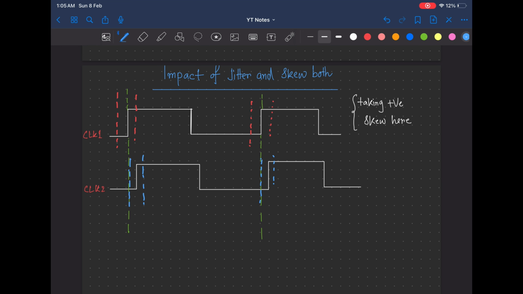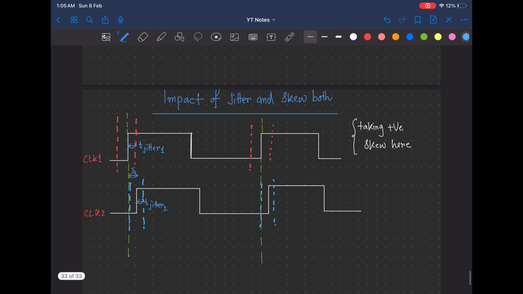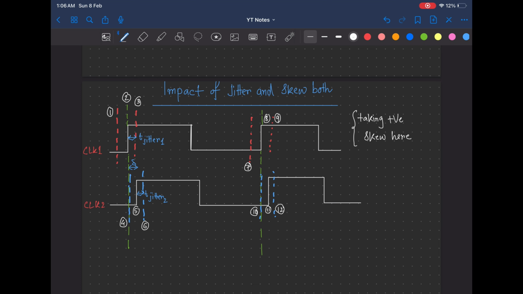But in the T clock 2, because of the skew, this is the difference of delta, and this is our difference of T jitter 1, and this is the difference of T jitter 2 because it is in the clock 2. So just to mention some of the names, I mentioned every point of the two clocks, how jitter and every possible skew can happen.